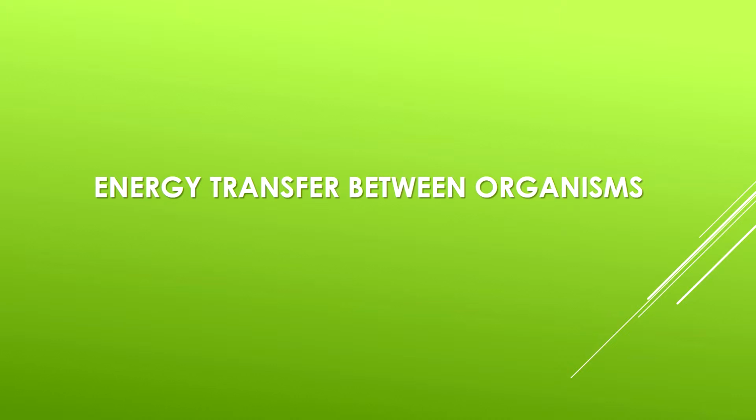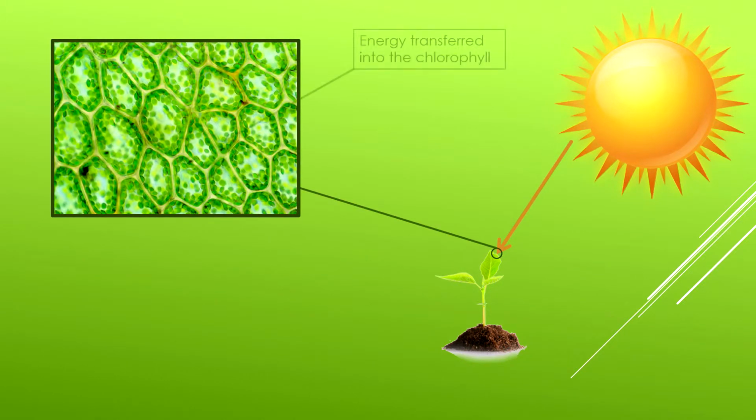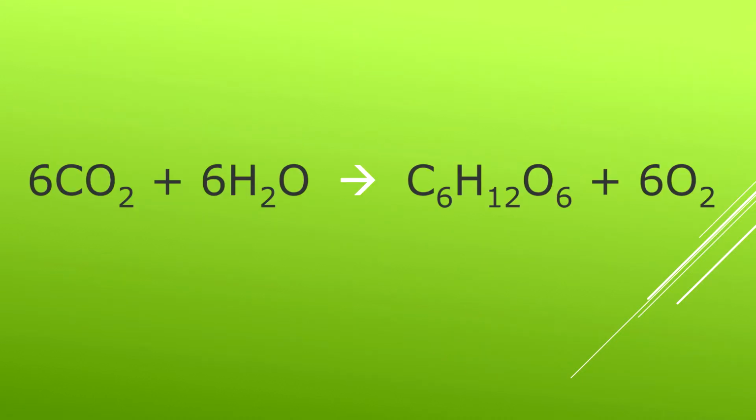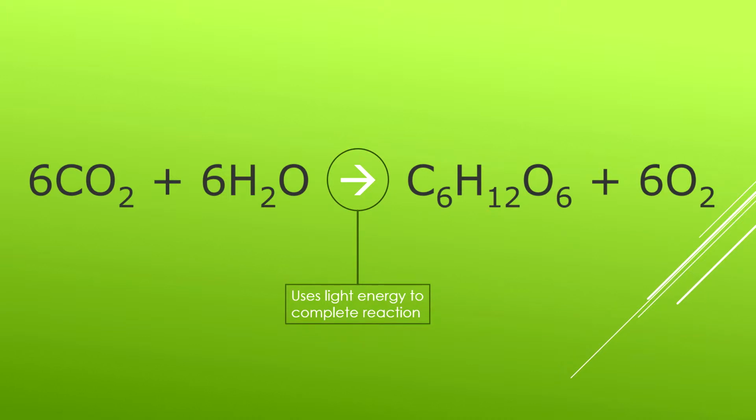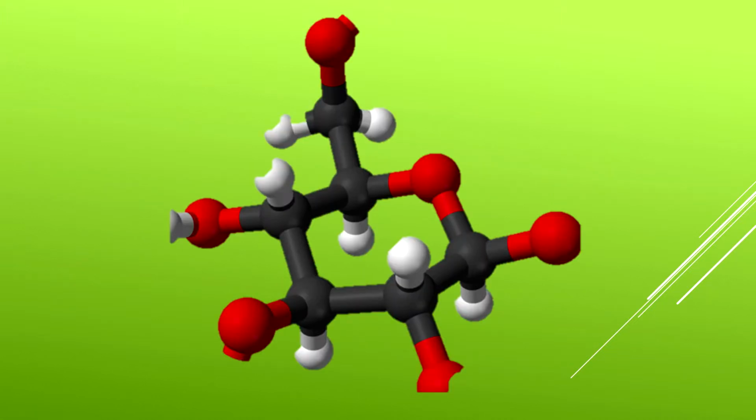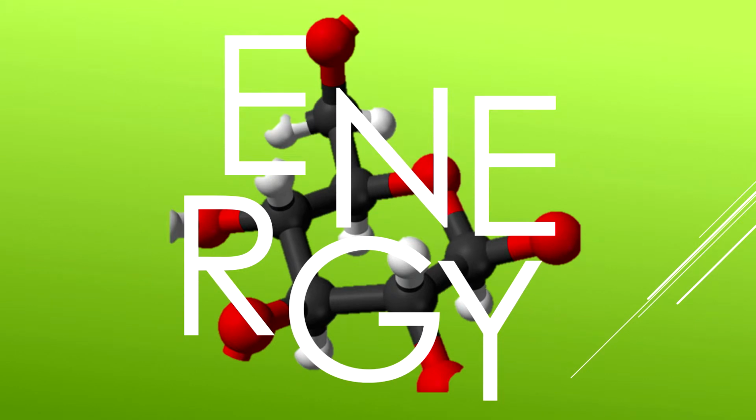Energy transfer between organisms. So this cycle starts with the sun, high up in the sky, transferring energy by light, to the cells of the plant. The energy is held in the chlorophyll of the cell. And this energy is used to make the reaction of photosynthesis take place, so the glucose can be produced for food for the plant. The energy is then kept in the chemical bonds of the glucose.